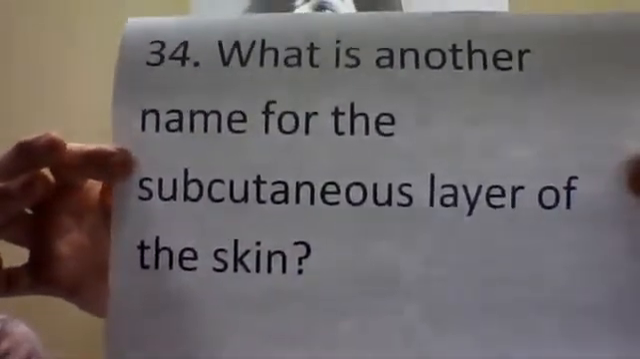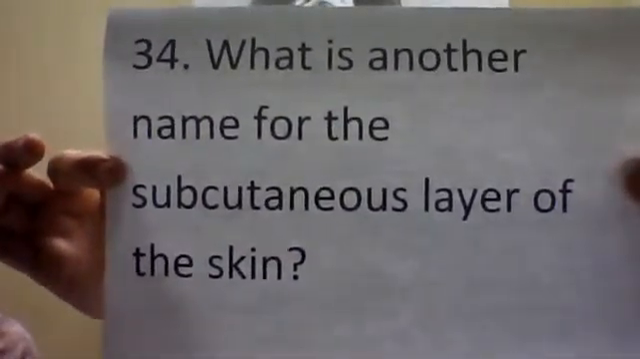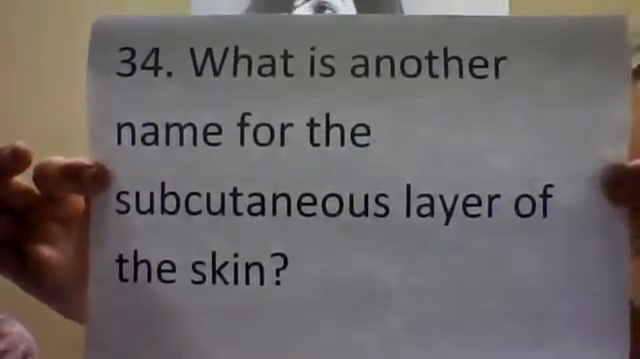Okay, 34. What is the other name for the subcutaneous layer of the skin? So there's 4 of them, and I'm going to just go ahead and chat them again. We have the adipose. We have the subcutaneous. We have the hypodermis. Thank you, Sam. And the subcutaneous. So there are actually 4. I'm not even going to tell you the selections because one of them is on there. The others are weird. Wouldn't even make sense.